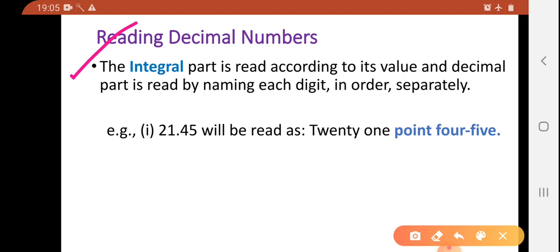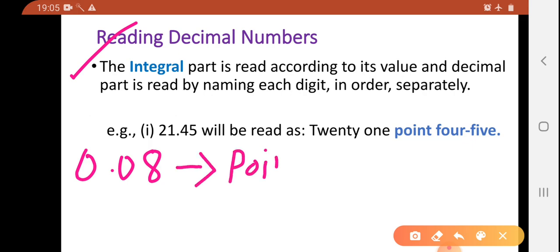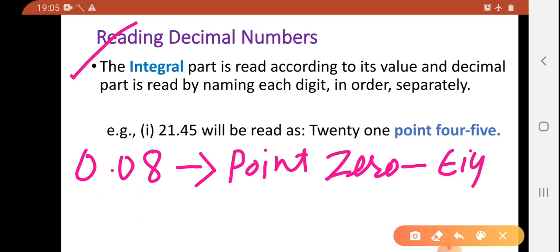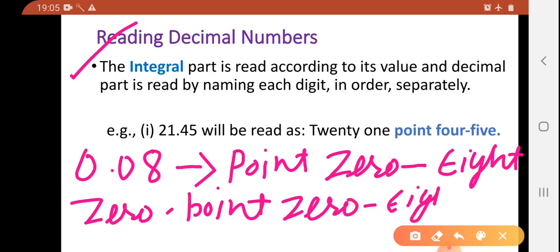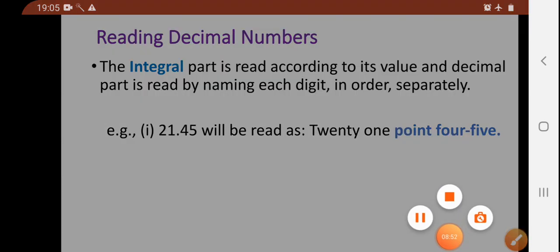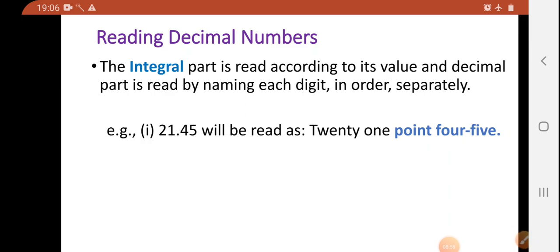Another example, 0.08. We will read it as zero point zero eight. Sorry, zero point zero eight.